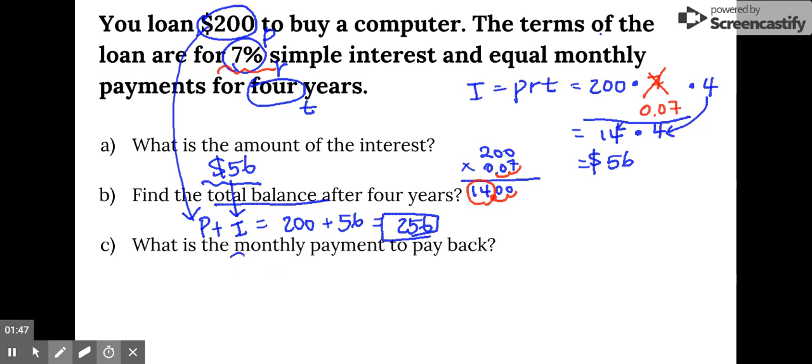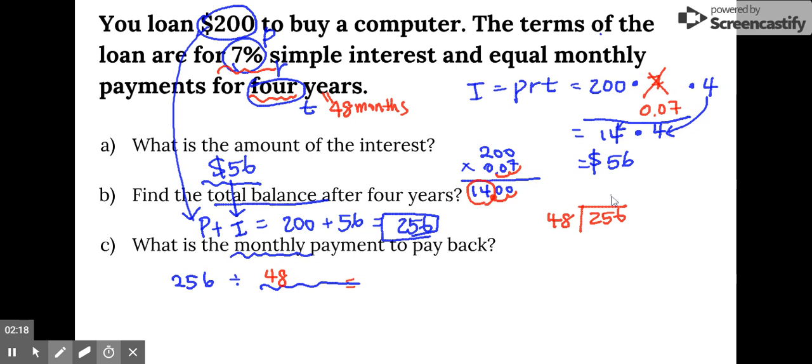So now, oh, it's a lot of money. So you want to pay back monthly. So this is what you can do. $256, and you're going to divide by the total number of months in 4 years. How many months in 4 years? Each year has 12 months, so it's going to be 48 months for 4 years. So you're going to divide by 48. 256 divided by 48.